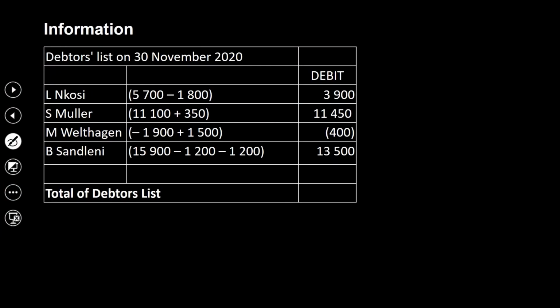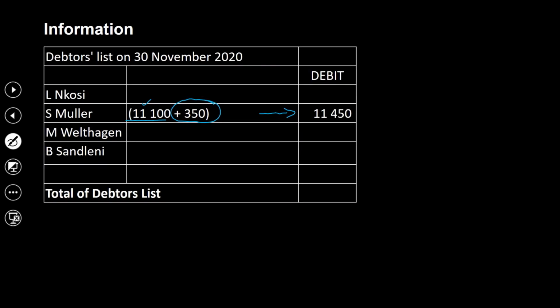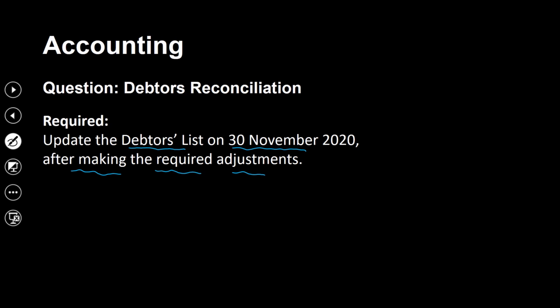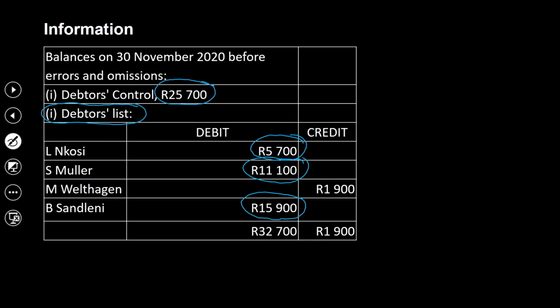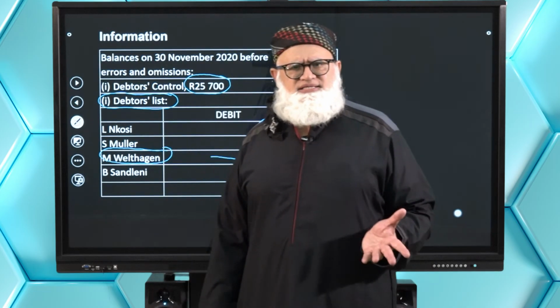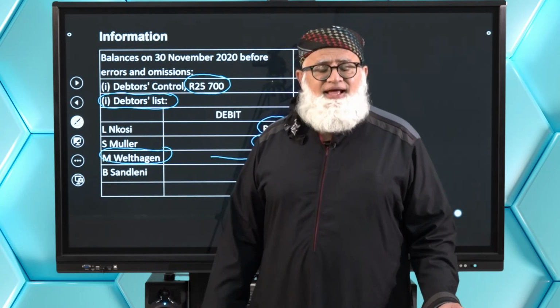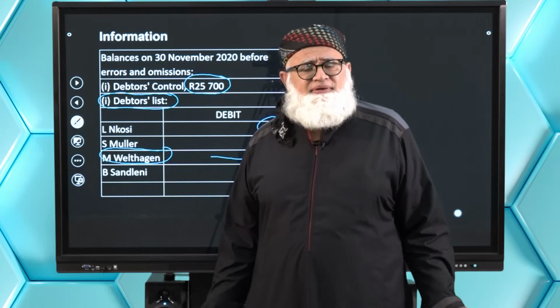And we start off with M. Veldhagen, but note, very, very important. Like we said, RTFQ, read the full question. Let's look at Veldhagen. What do we notice? That the opening balance is a credit of 1,900. The question arises, is it possible for a debtor to have a credit balance? And the answer is yes, certainly it can happen.